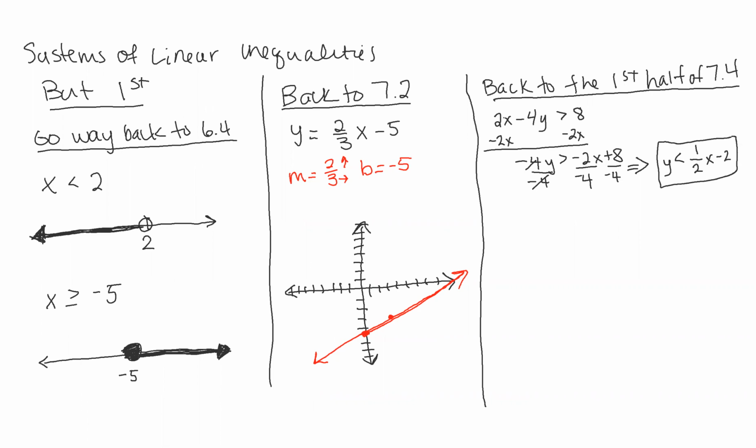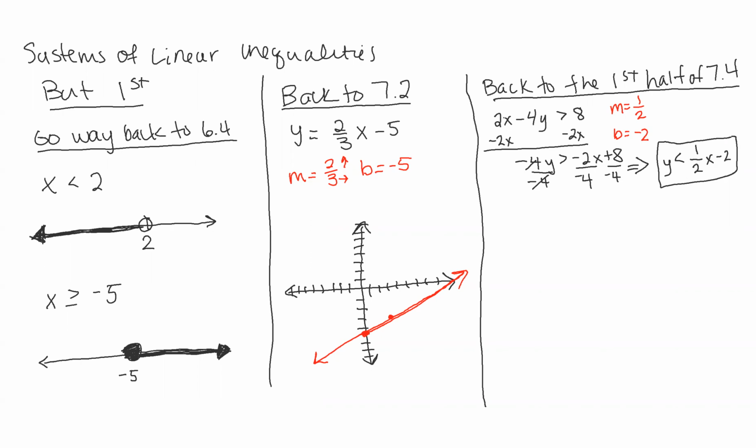Now, we need to think about 4 really important pieces of information. The first, what is our slope? Well, our slope is positive 1/2. The second thing we have to look at is what is our y-intercept? Well, as long as you solve for y, remember the slope and y-intercept, you get them for free. The slope is always the coefficient of x, and then the y-intercept is always the constant. So our y-intercept is negative 2.